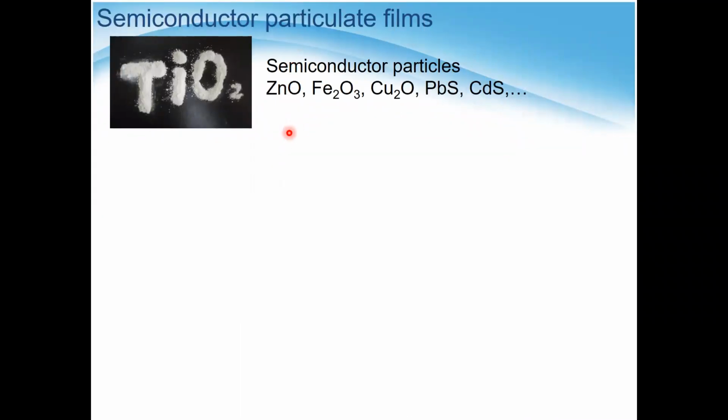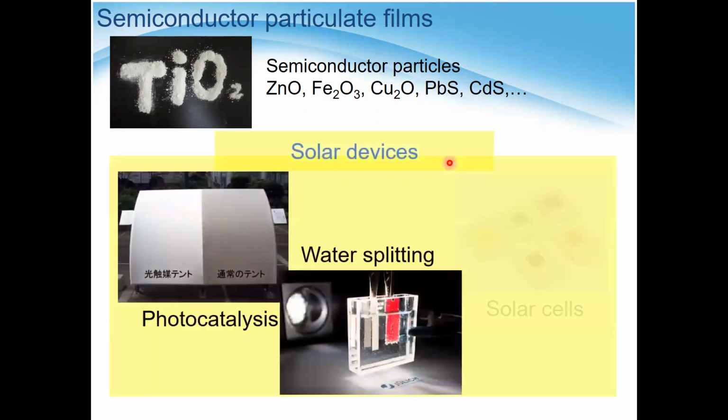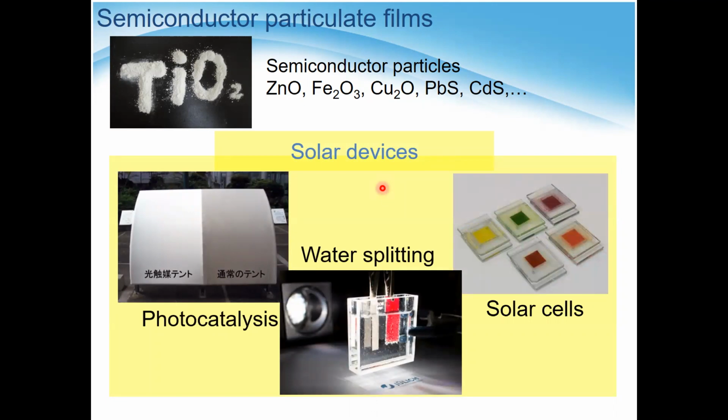So here the target of our materials, which is a semiconductor particulate films. And of course, TiO2 is one of the most famous photocatalytic materials. And also there are many semiconductor materials which is made of particles like zinc oxide, iron oxide, copper oxide, and then sulfur material too. And these kind of materials have been used in solar devices recently.